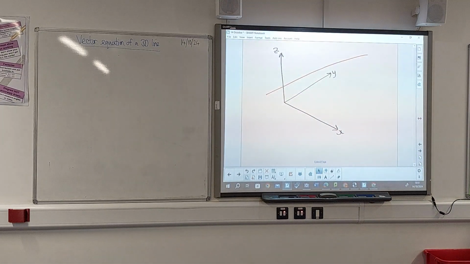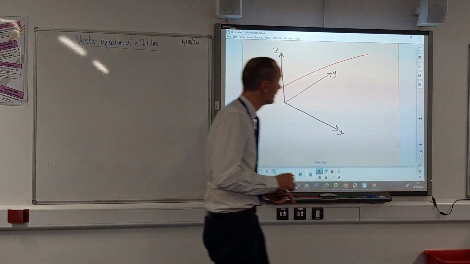Here is a line drawn in 3 dimensions. I want to describe this line so I can work out if it crosses other lines. It might be the path of an asteroid, or the path of a rocket, and I might want to know where that asteroid or rocket is heading.